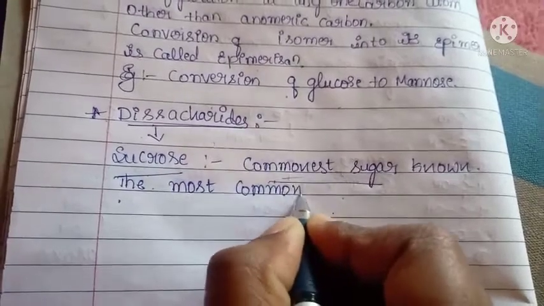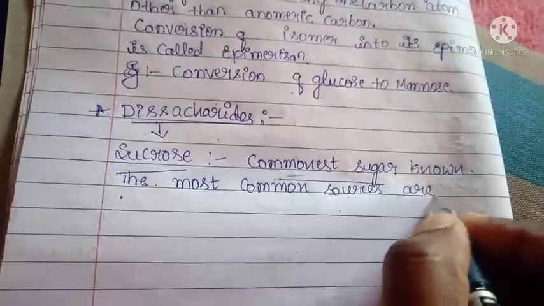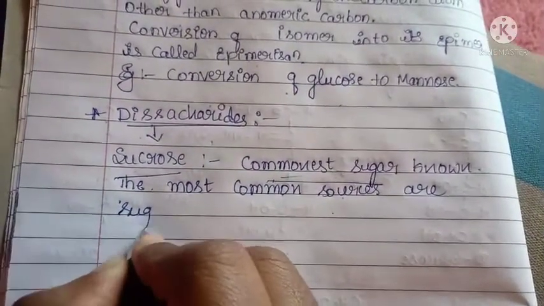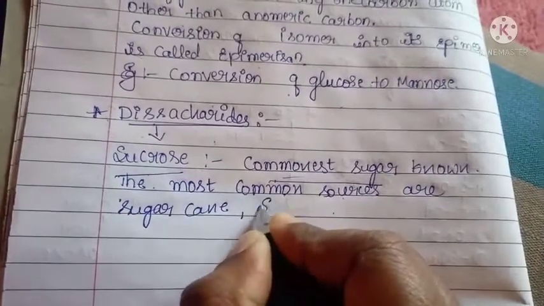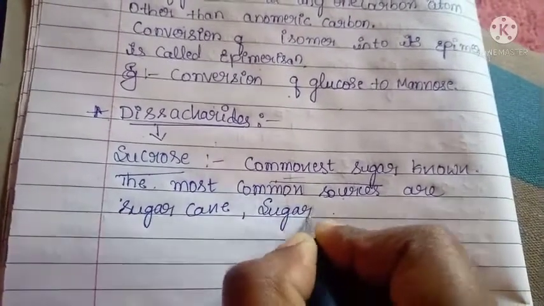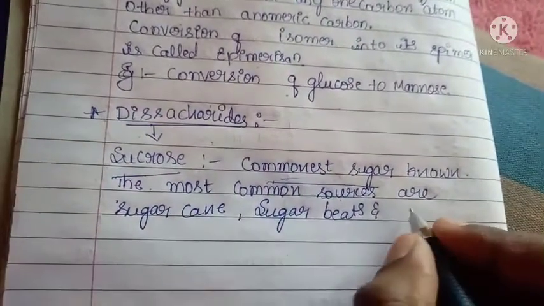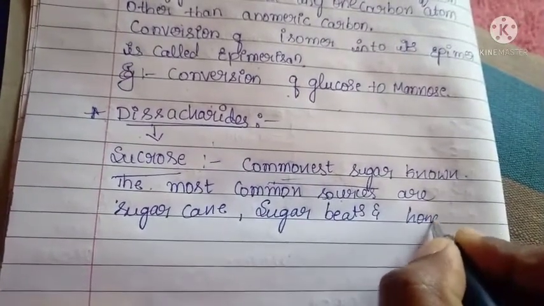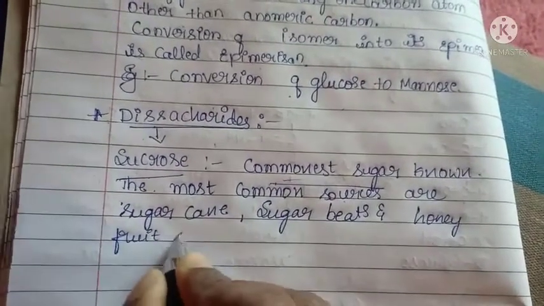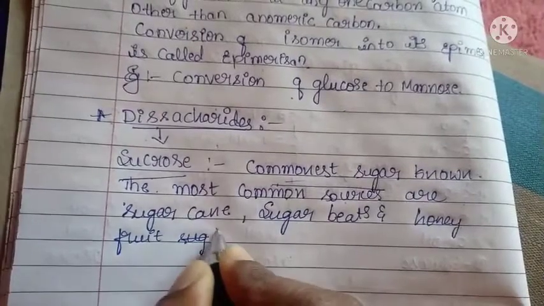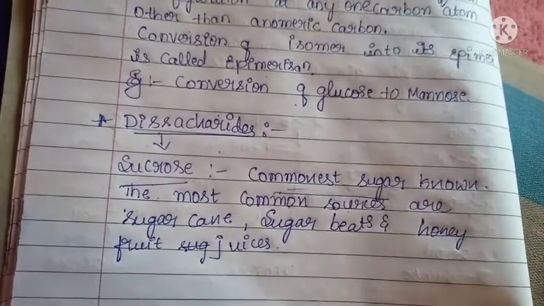The most common sources are: mainly we are getting sugar from sugar cane, sugar beets, and other sources are honey and fruit juices. Okay, mainly we get sugar from sugar cane and sugar beets and honey and fruit sugar also.